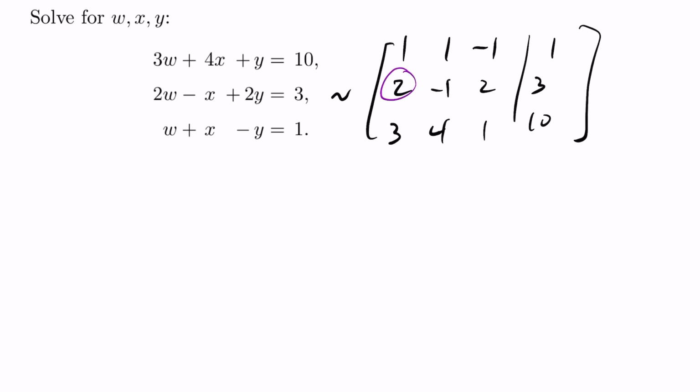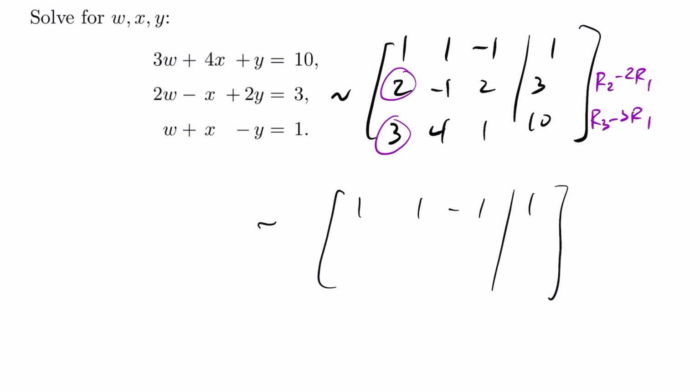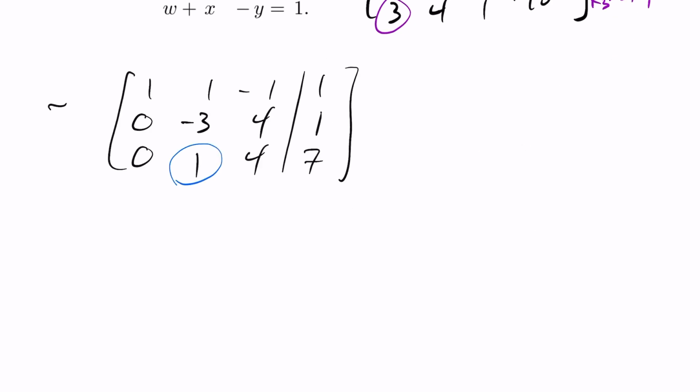And again, we want to make these values 0. So this will be row 2 minus twice row 1. This will be row 3 minus 3 times row 1. And again, reducing this, we get this for the first one. We're going to get 0 here, negative 3, 4, and 1. And doing the same operation, except for subtracting 3 times row 1, we get 0, 1, 4, and 7.